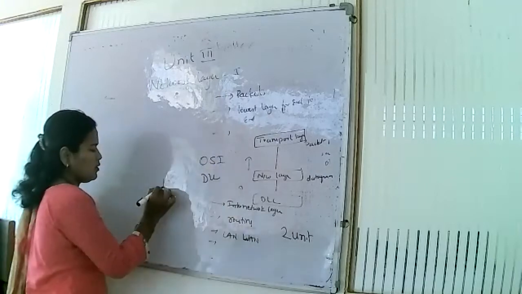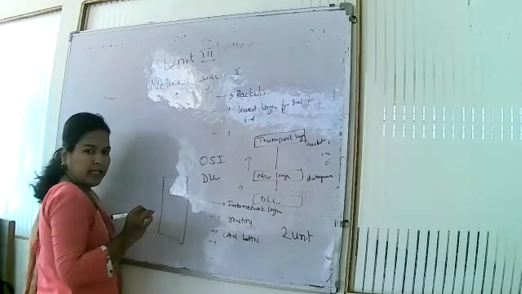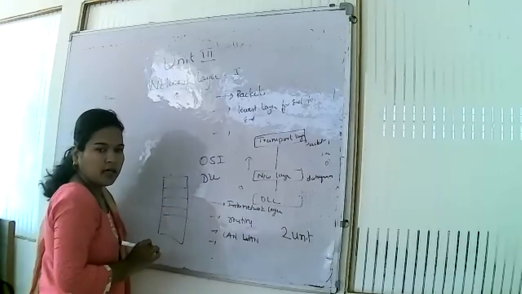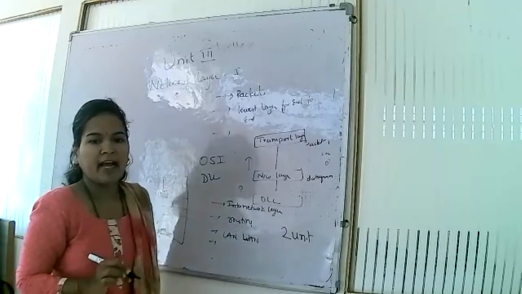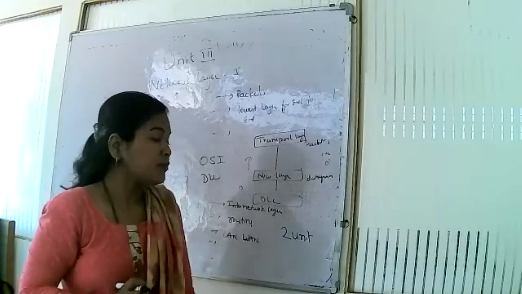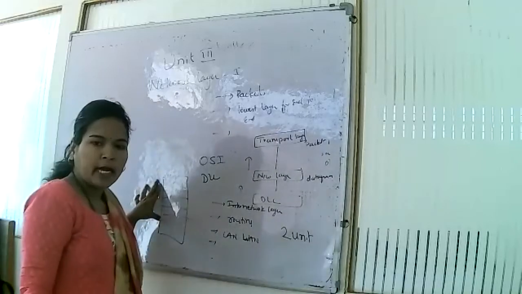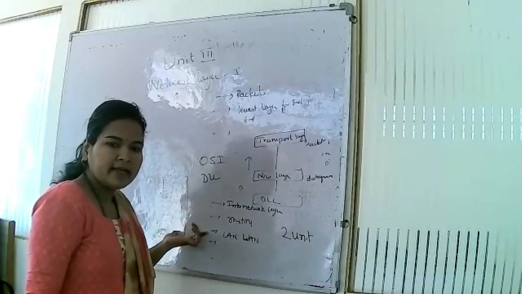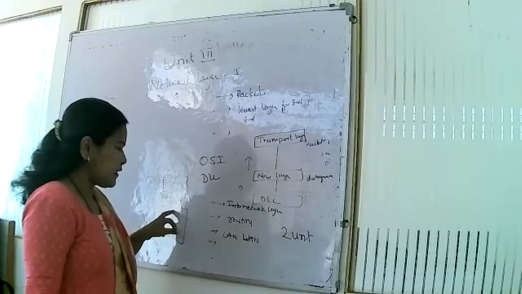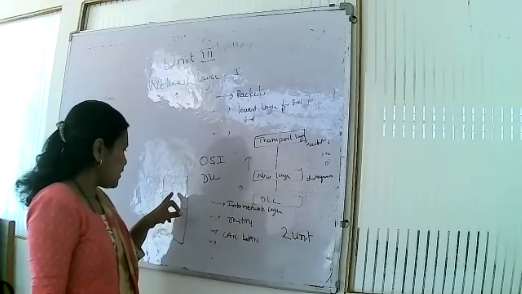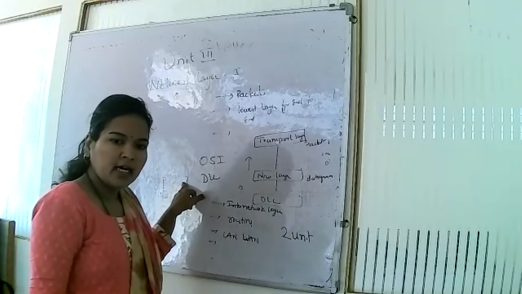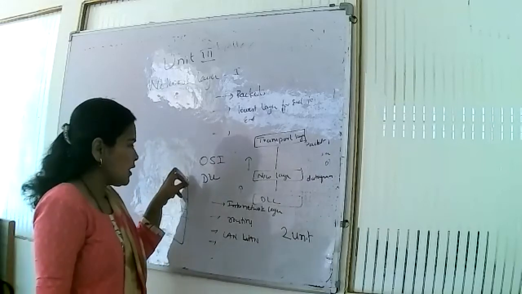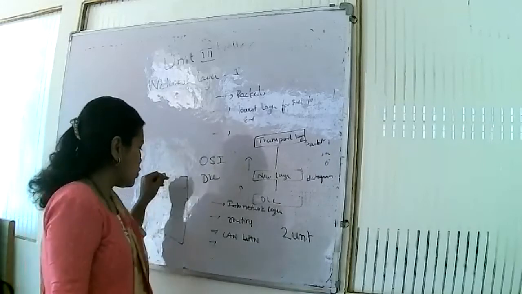I told you that in the TCP/IP protocol we have 5 layers, and in the OSI reference model we have 7 layers. In the TCP/IP model, the 5 layers are: physical layer, data link layer, network layer, transport layer, and the application layer. These are the 5 layers present in the TCP/IP protocol.